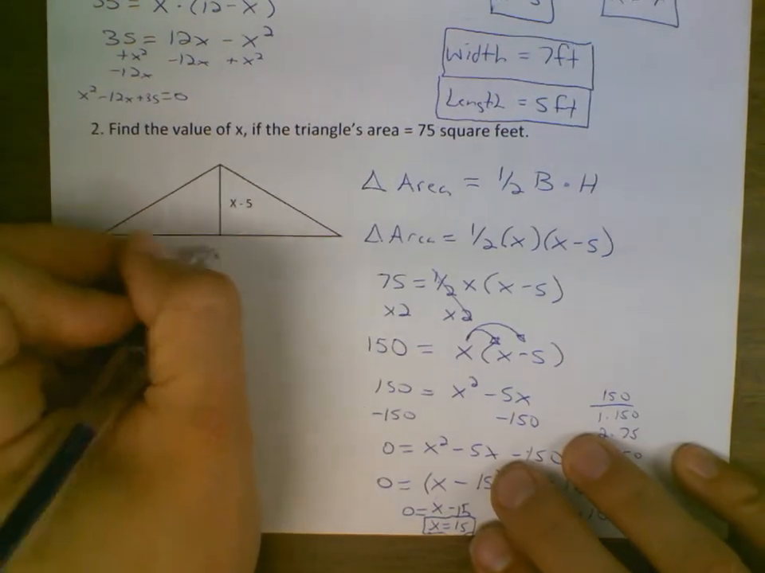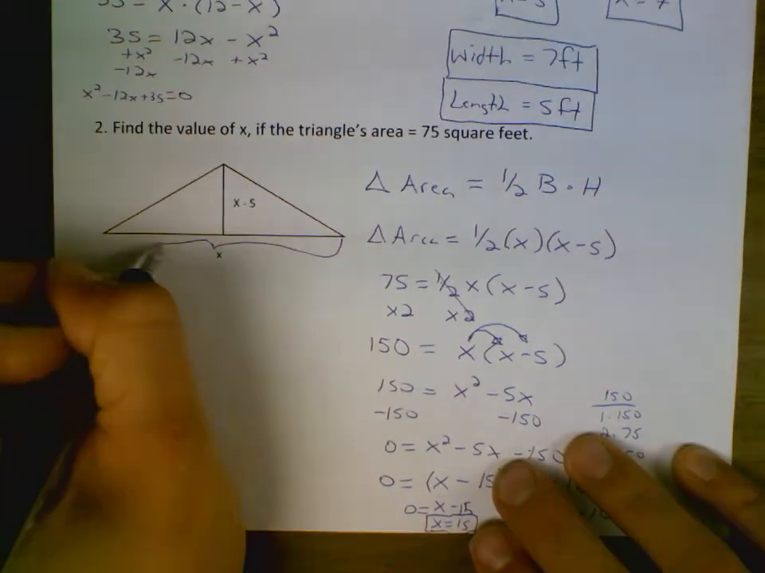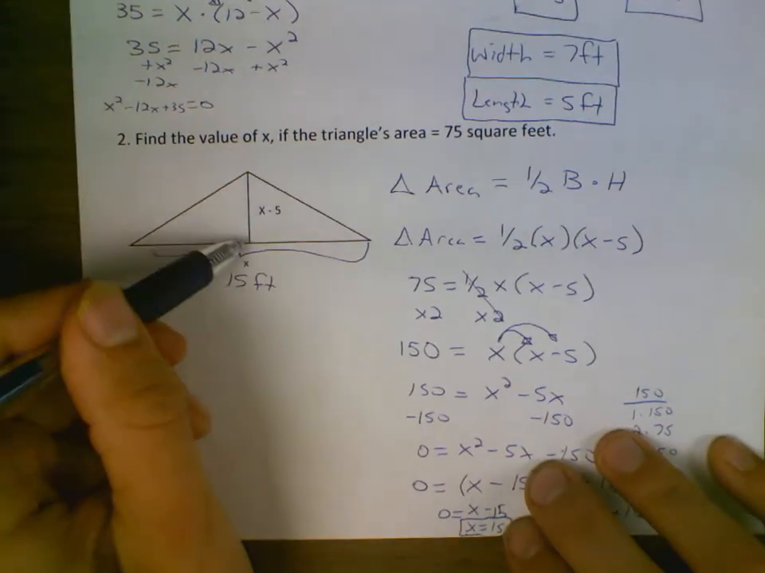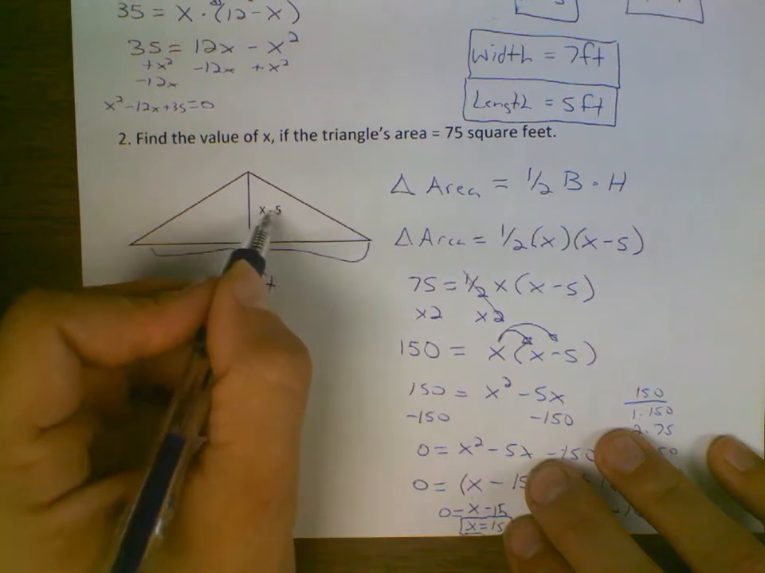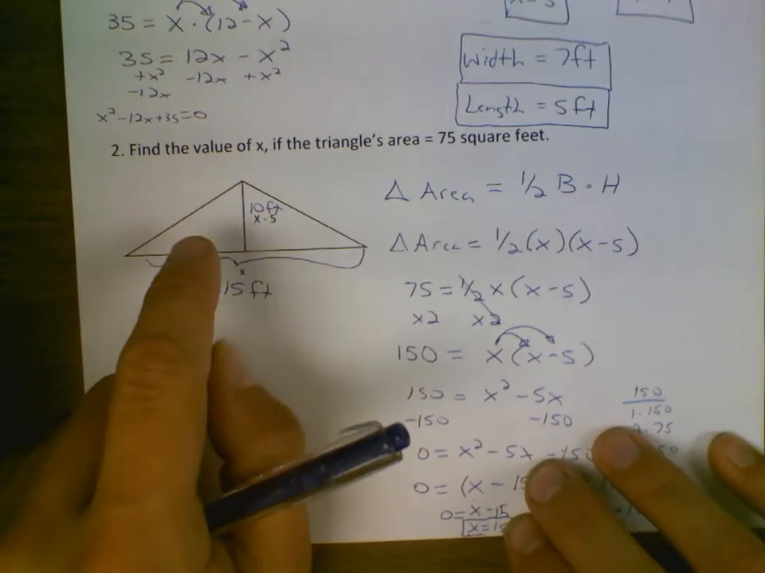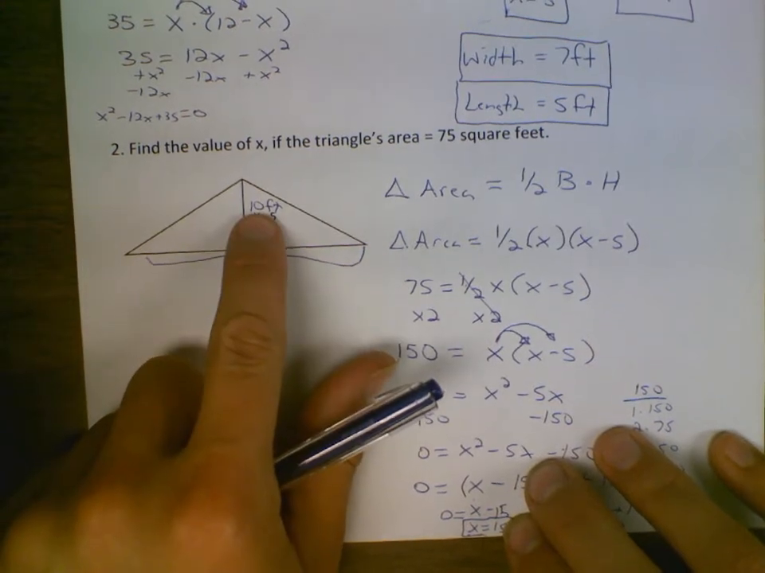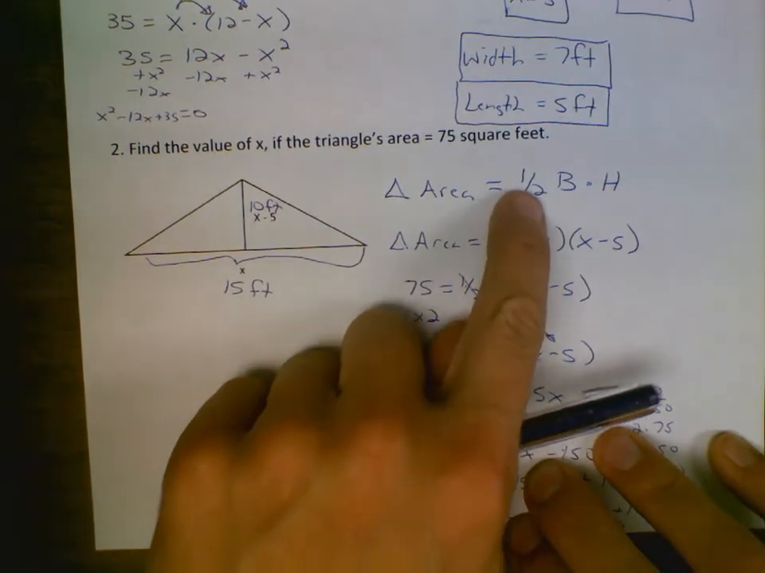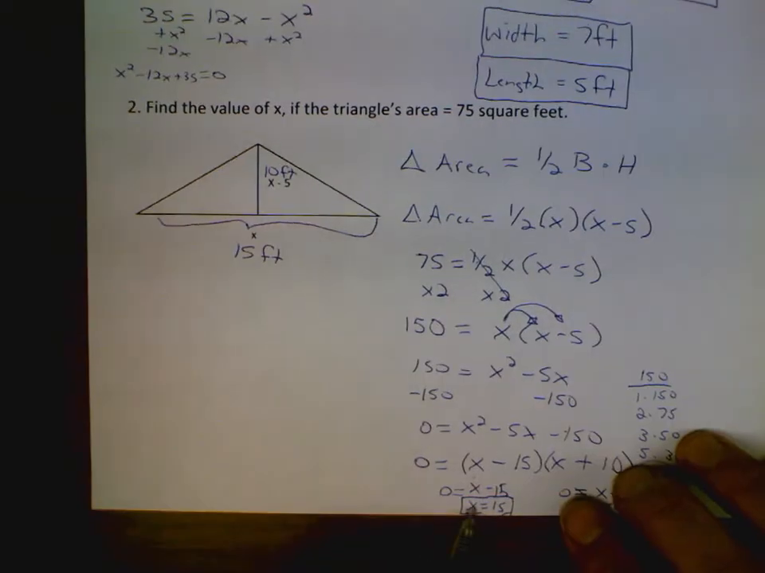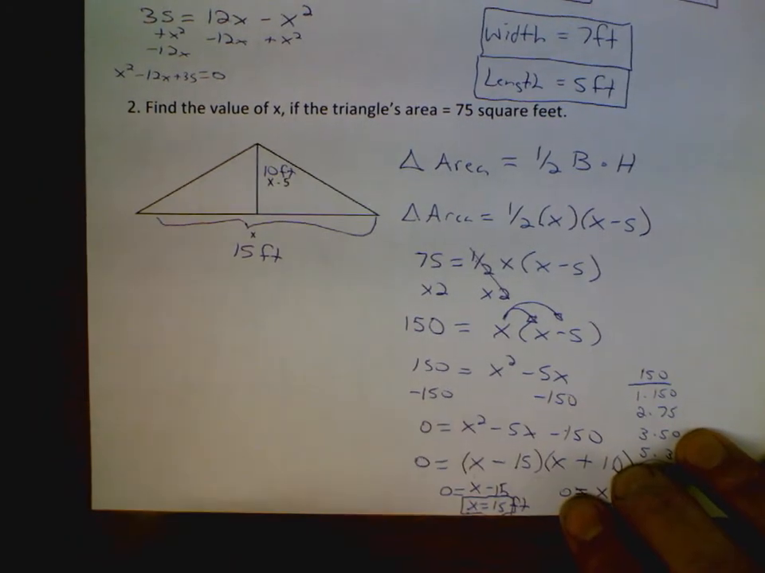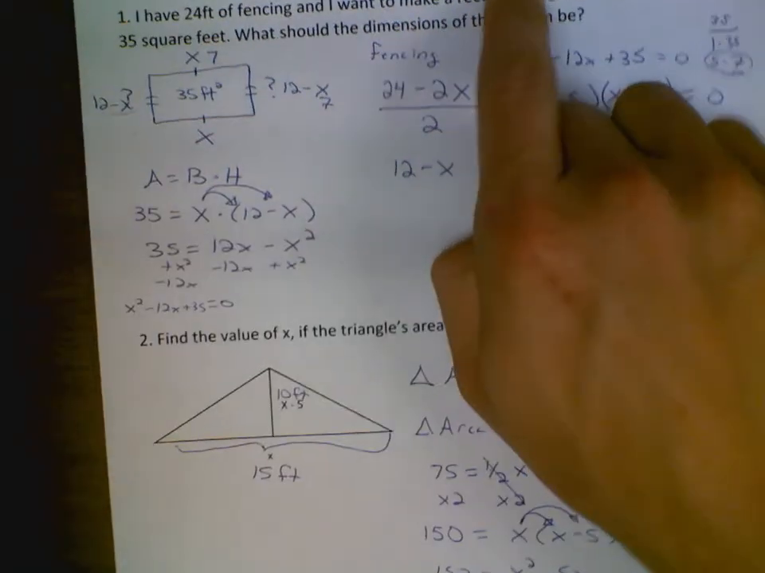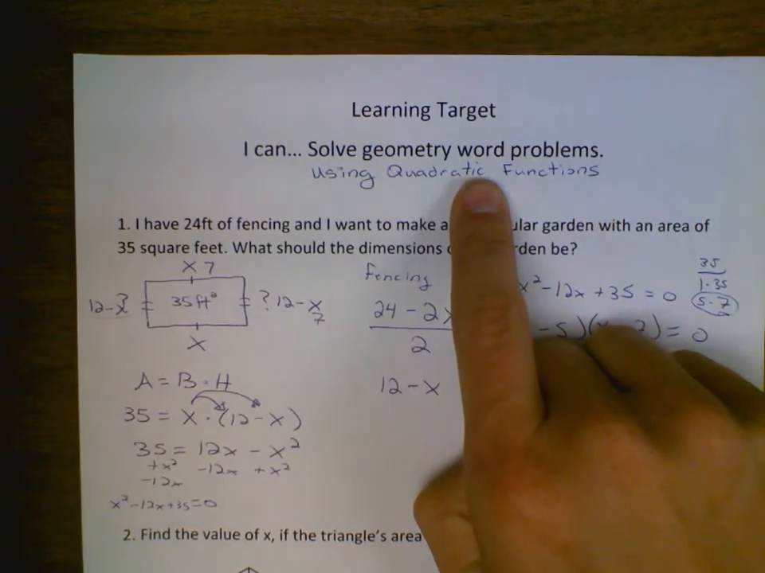Okay, so what that means then is my base here is 15 feet, and then the height would be 15 minus 5, which would be 10 feet. And if you calculated that, base times height is 150, but if you take half of 150, you get the 75 square feet, so it checks out. So your x should be 15 feet. Okay, hopefully these videos are helpful when using quadratic functions to solve geometric word problems.